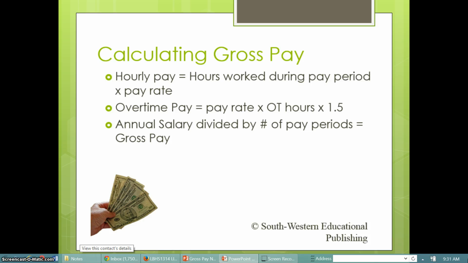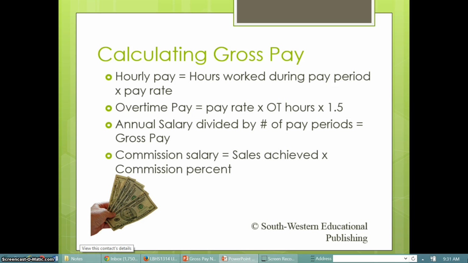Annual salary is divided by the number of pay periods in which your employer is established to determine your gross pay. And your commission salary is going to be your sales achieved times the commission percent that you've been given.